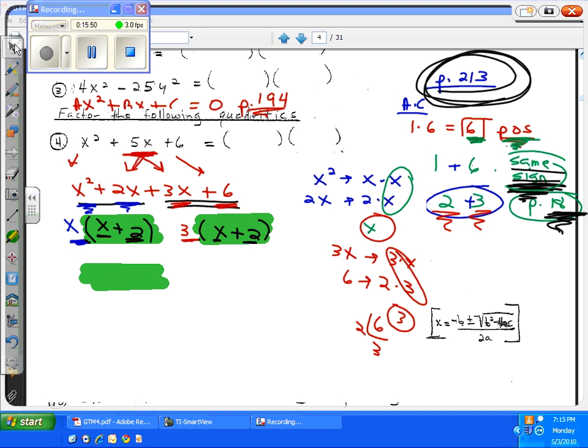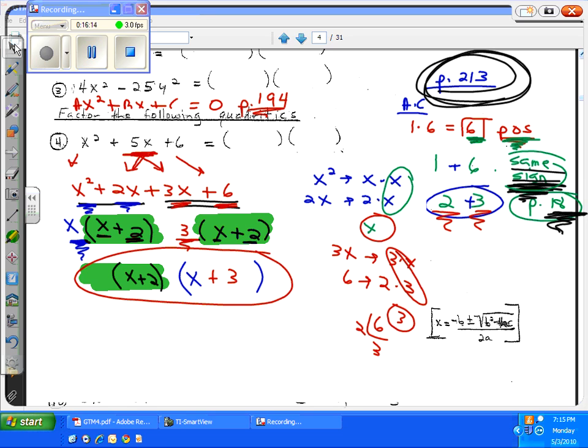The next step says write it as the product of two binomials. The first binomial is going to be that common binomial x plus 2. And the second binomial is the pieces x and positive 3. And so we factored the quadratic into two binomials that would produce it. Any questions on number 4? So the answer to number 4, x plus 2 times x plus 3.